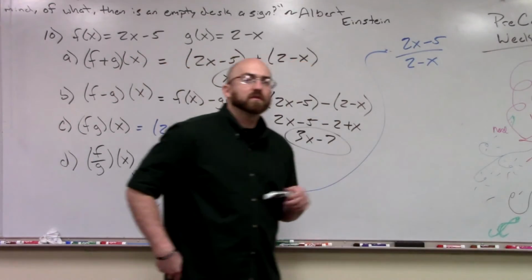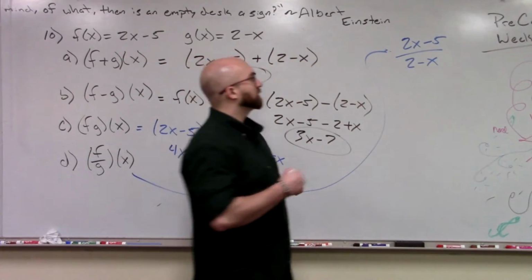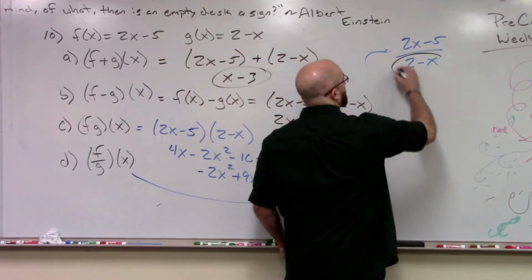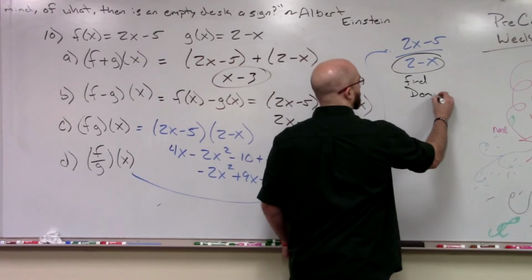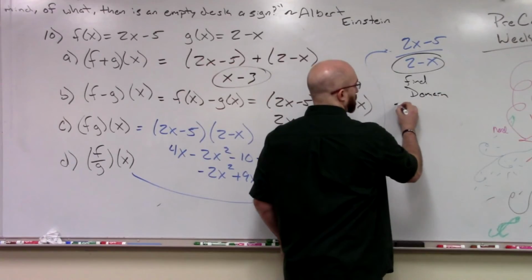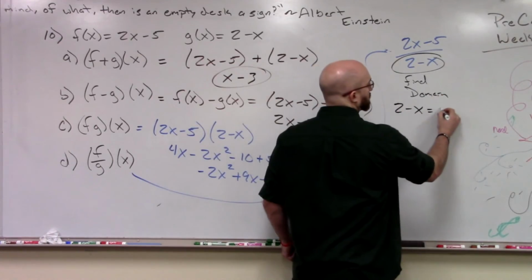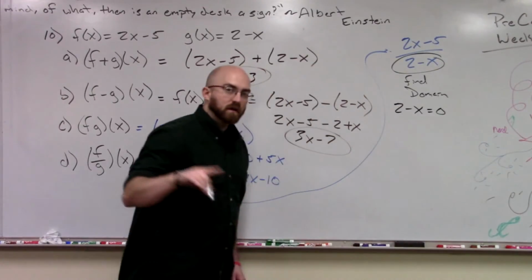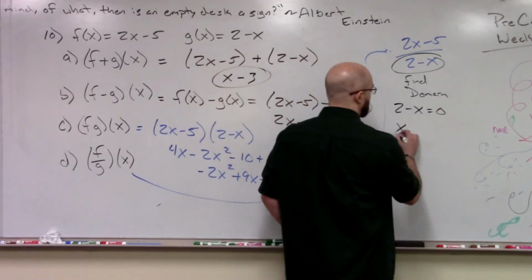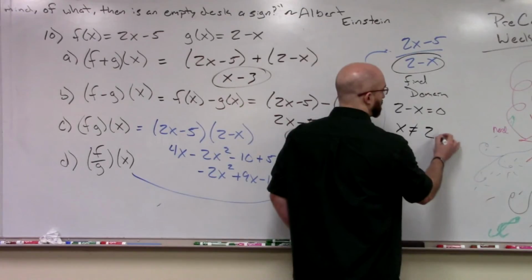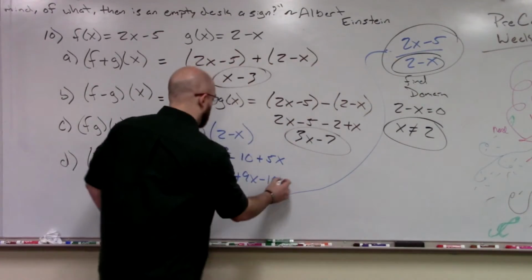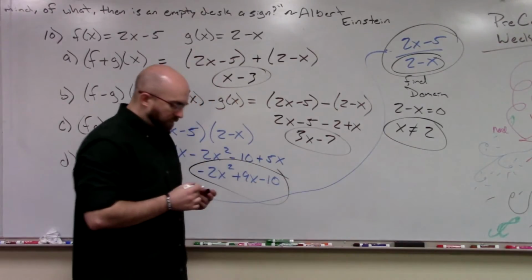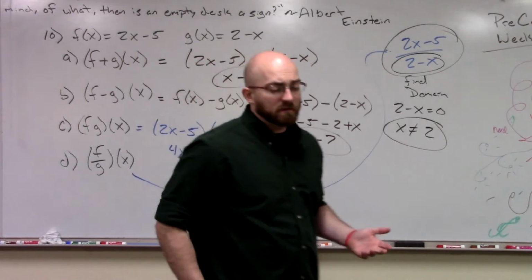The last thing we need to do is find the domain of g of x, which is the bottom. So find this domain. So 2 minus x equals 0. Solve it, so x cannot equal 2. So here is our total answers. Okay, and that's the basics of adding them together, just x.